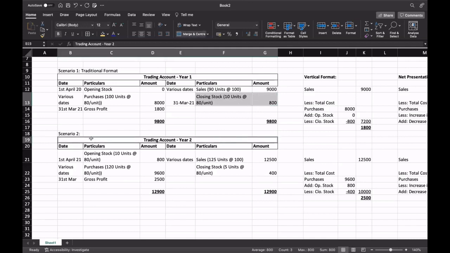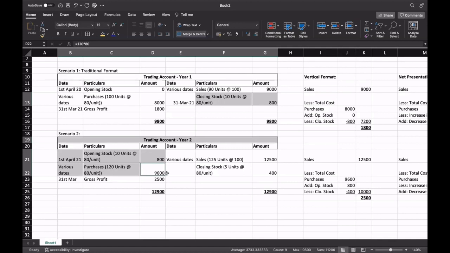In trading account year 2, that is next year, I am taking the opening balance. The closing stock of previous year will become the opening stock. Basically the 10 units at 80 rupees per unit, 800 becomes the opening stock. And on various dates, around 120 units were purchased at the rate of 80 per unit. For simplicity purpose, I have assumed the same rate per unit. Okay. So 120 into 80, it works out to 9,600. Now be very clear. In the previous year, the purchase cost was only 8,000. In the current year, purchase cost is 9,600.